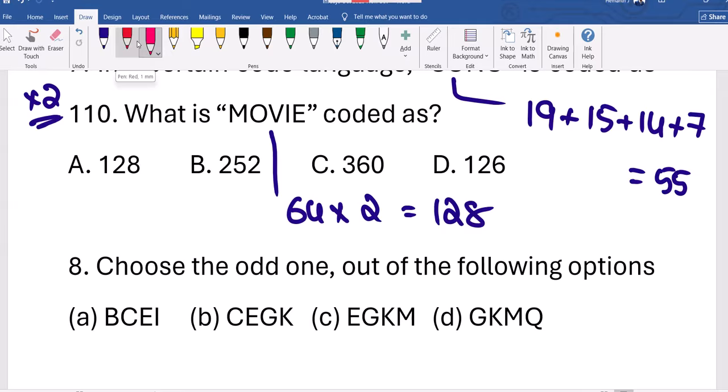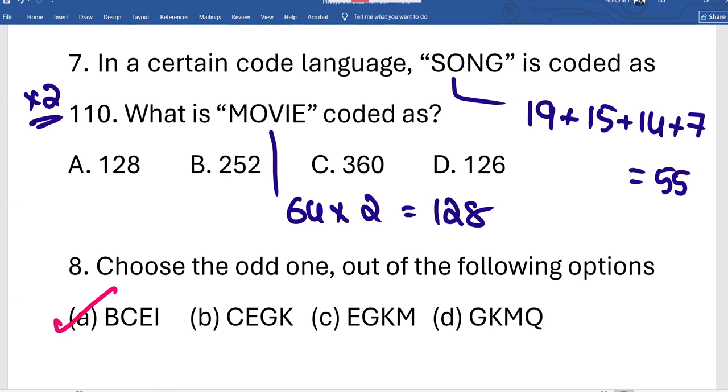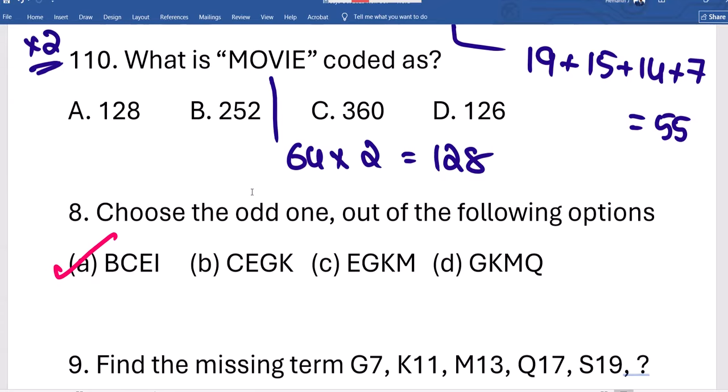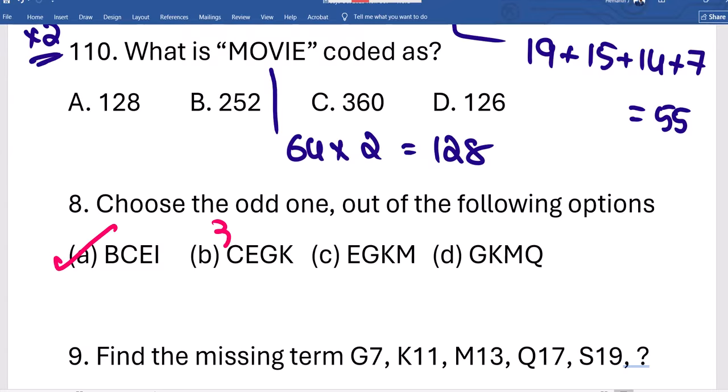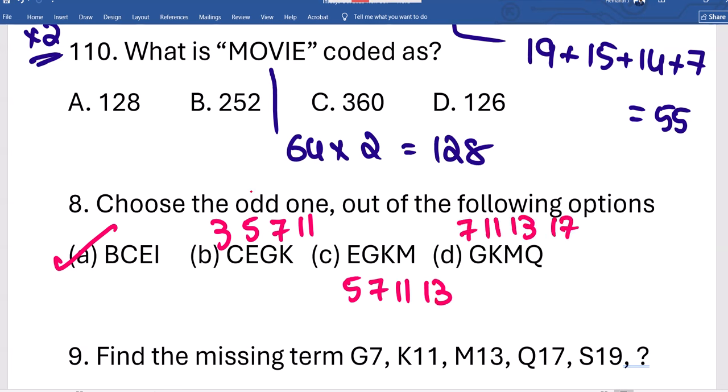Option A is the answer. Prime numbers, all are prime numbers in the remaining. This is 3, 5, 7, here 5, 7, here, all are prime numbers. What about the problem here? 2 prime number, 3 prime number, 5, okay, but problem with 9. 9 is not prime.